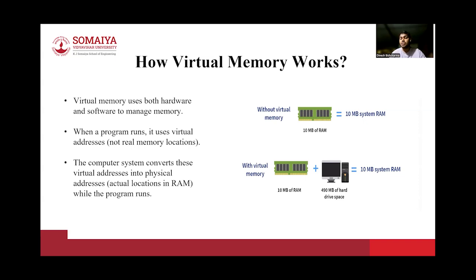So this diagram compares two situations. At the top, without virtual memory, the system only has 10 MB of RAM, so it's limited to that capacity. At the bottom, with virtual memory, the same system uses 10 MB of RAM plus 490 MB of hard drive space, giving it the ability to handle up to 500 MB worth of data. So even though the computer physically has only 10 MB of RAM, it acts like it has much more memory available. This is how virtual memory extends usable memory and allows better multitasking.